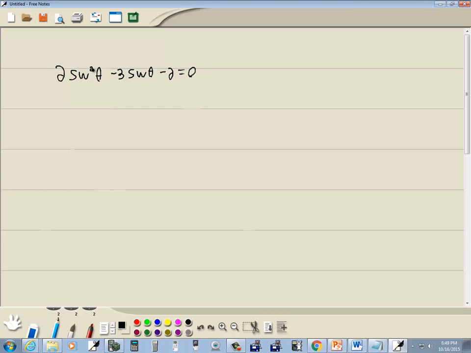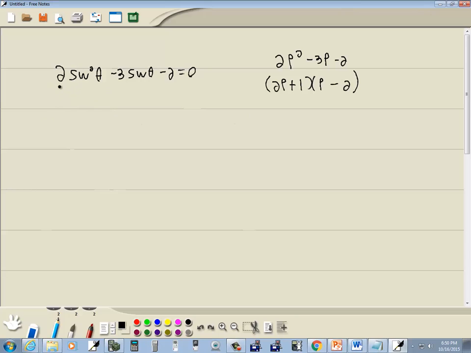Especially since we've got a second power, squared, we've got the first power, and then we don't have a sign here. Now if it helps you to factor these, go ahead and put p or another variable in for your trig function. So this would become 2p squared minus 3p minus 2. Now this will factor. Double check that. It'll factor in this manner: 2p plus 1 times p minus 2.